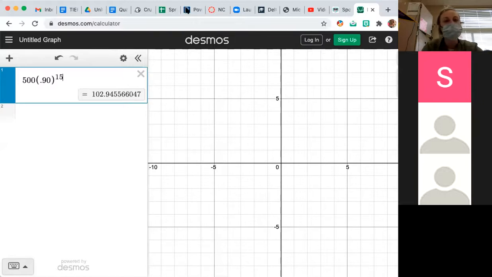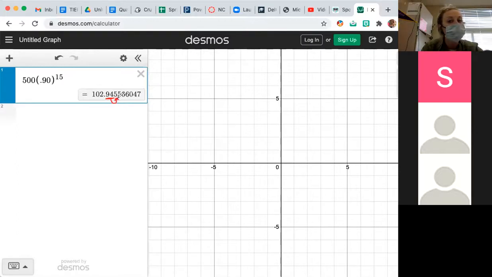$102 and how many cents? Oh, okay, let's talk about our rounding. Remember, when you're dealing with money, there can be 2 decimal places. So look behind the second one. If that digit is a 5 or higher, that rounds up.